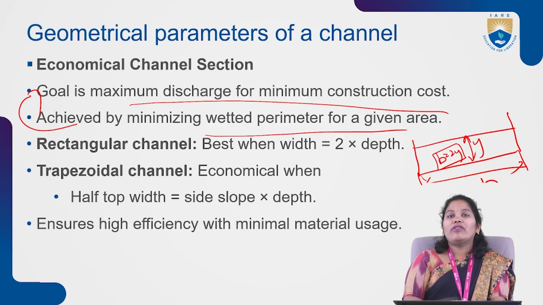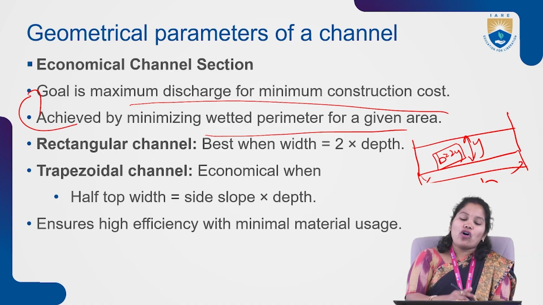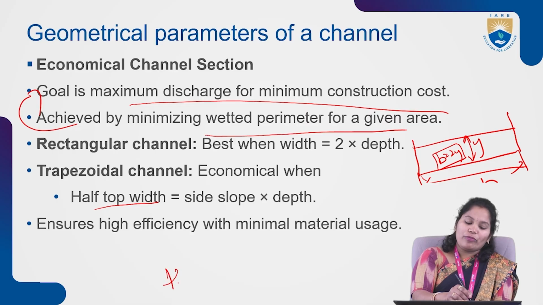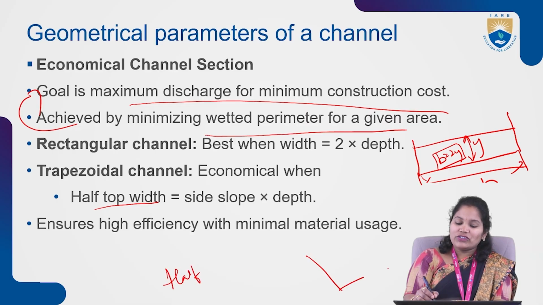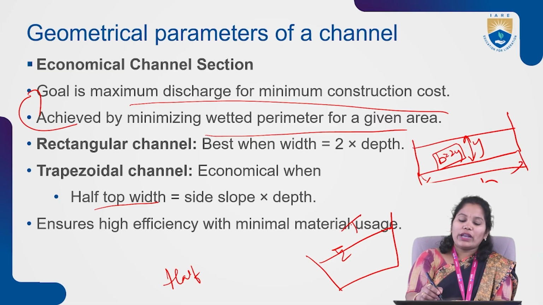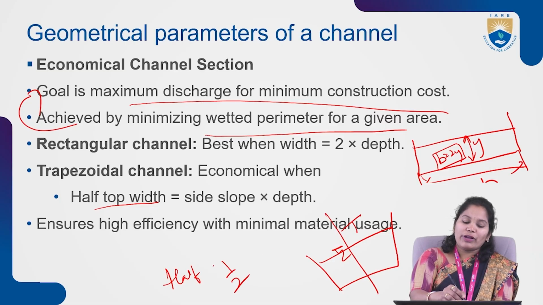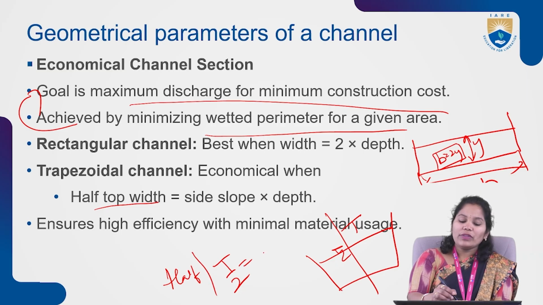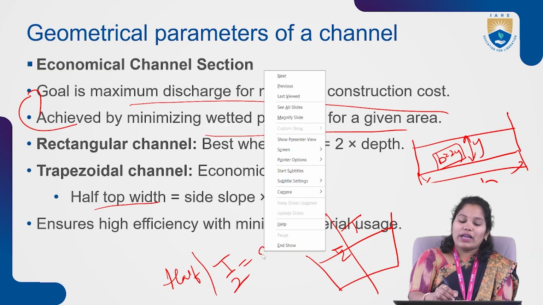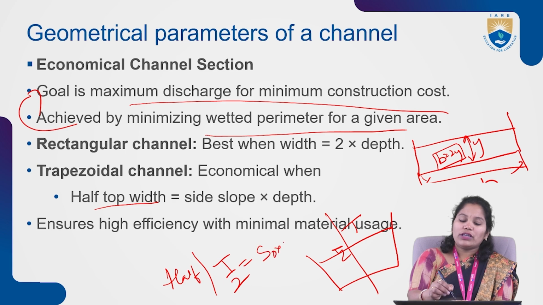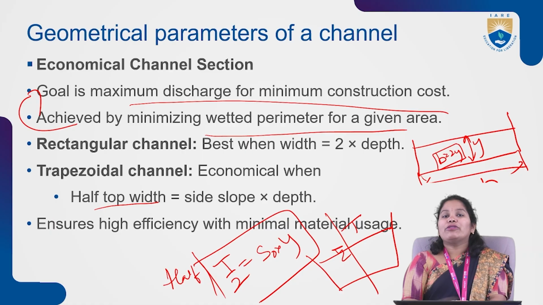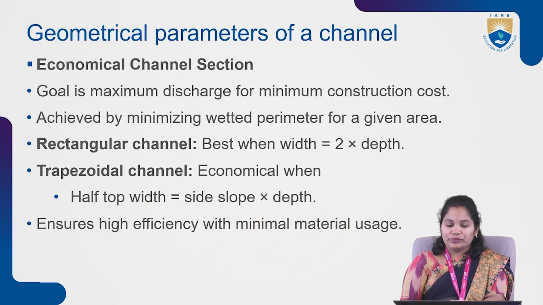Now, when will a trapezoidal section become economical? When your half top width, that is, if this is your channel and here this is your T, so when half T, that is T by 2, is equal to side slope S naught into depth y, then your trapezoidal channel will become economical, ensuring high efficiency with minimal material usage.